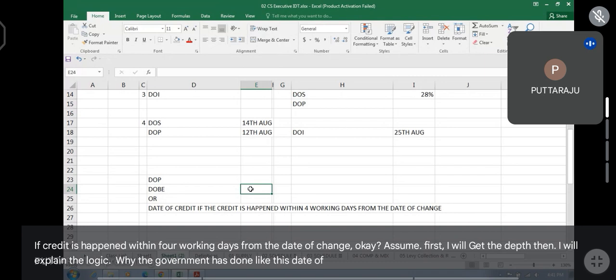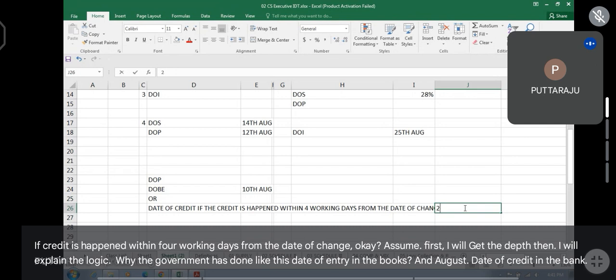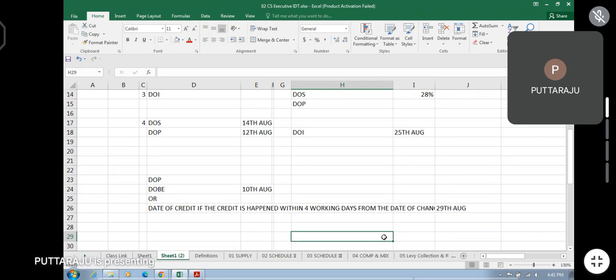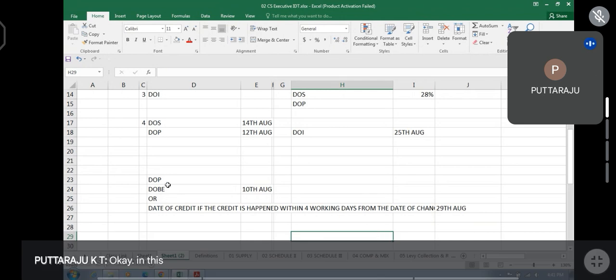Date of entry in the books: 10th August. Date of credit in the bank: 29th August. Okay. In this case, the date of payment will be 29th August.